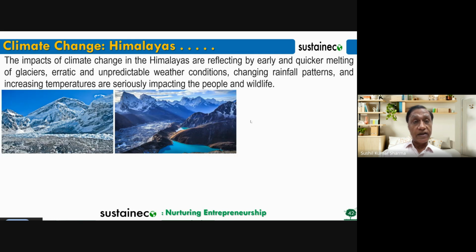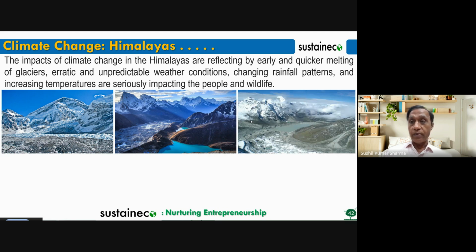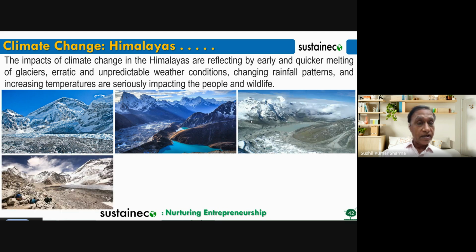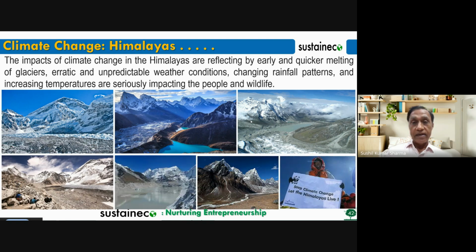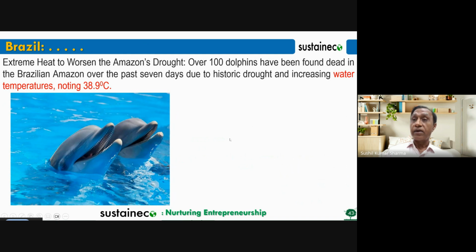These are the latest scenarios from the Himalayas, showing how temperature has impacted and what a serious situation it is. If we keep updated with news, at times we receive news that even Jammu and Kashmir regions are now facing water scarcity, which was not at all the case in earlier years.